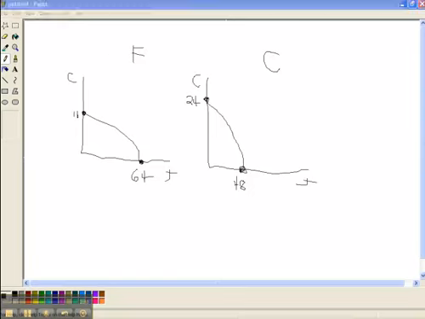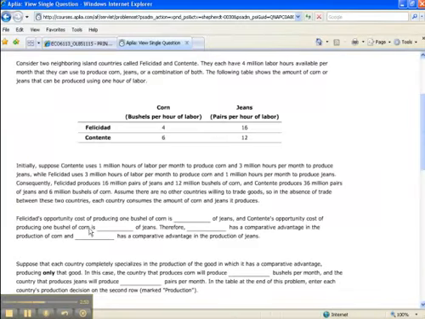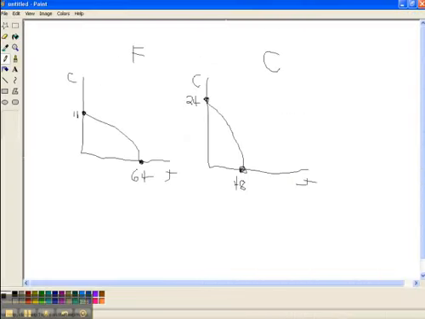So when it asks for the opportunity cost of producing a bushel of corn, if we go back to our analysis, we're starting at 64 million pairs of jeans, and then we choose to produce all corn. So 64 divided by 16 is going to give us an opportunity cost of 4 pairs of jeans.